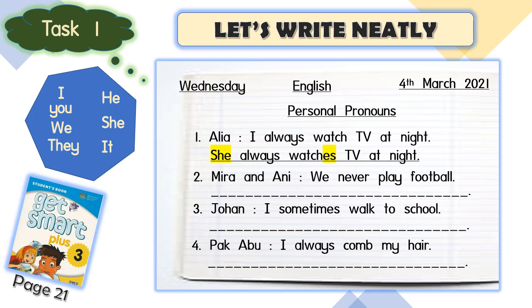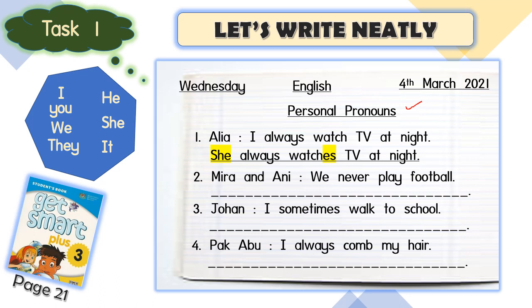Okay, let's start writing. It's your first task. I want you to write this activity in your exercise book. You have your English exercise book, right? So write the day and date first before you start writing. Then write the title: personal pronouns. You have to write like this.